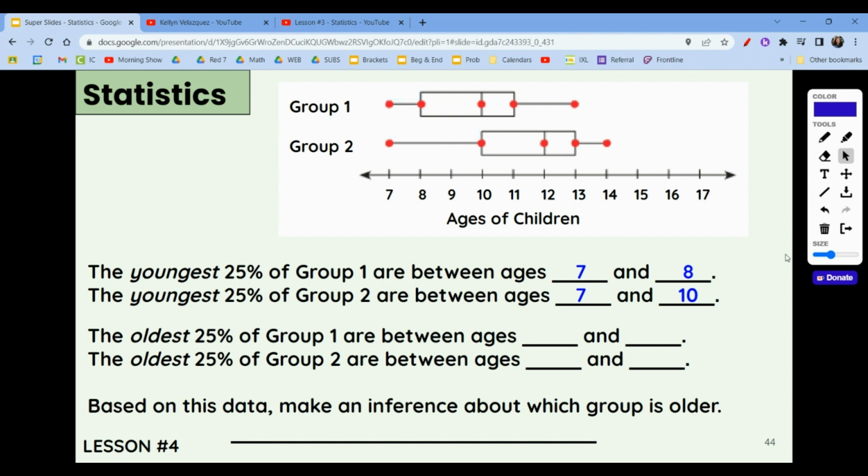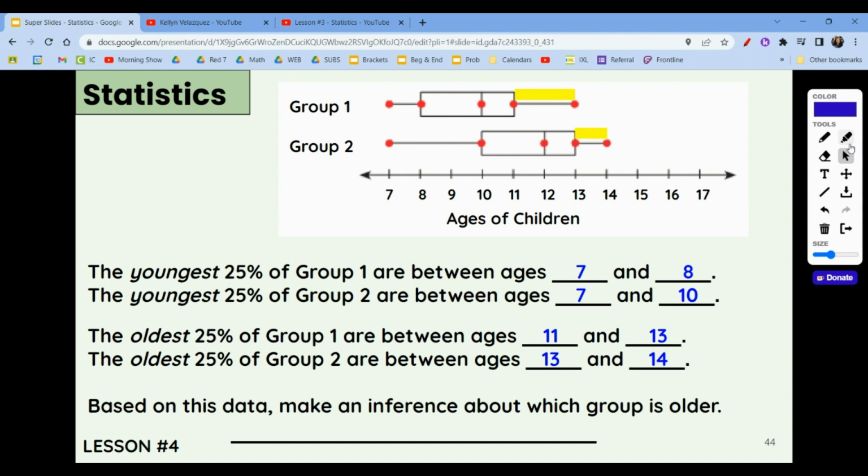The oldest 25% of group 1 are between ages blank and blank. So the oldest 25% would be this upper whisker, and they would fall between ages 11 to 13. And for group 2, the oldest 25% would be in this upper whisker, and they'd be between ages 13 to 14.